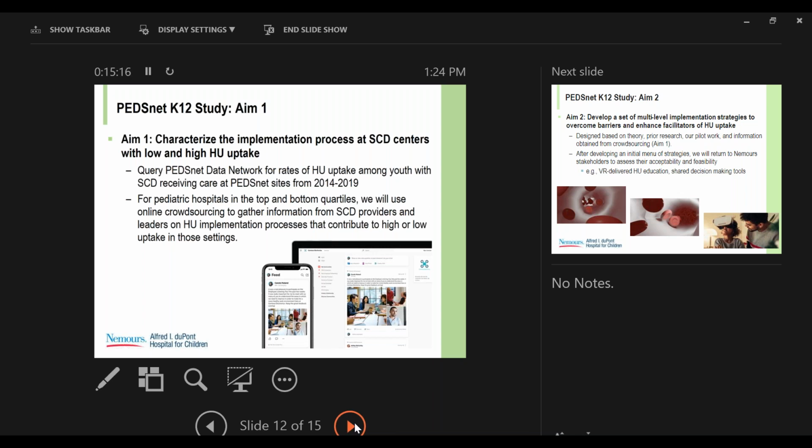We chose crowdsourcing because it provides the benefits of a focus group, but it's asynchronous, so we can ask questions and people can respond to our questions as well as other responses, but they don't have to all be present the same day or time. So we felt that would be beneficial for recruiting a diverse group of providers and leaders.